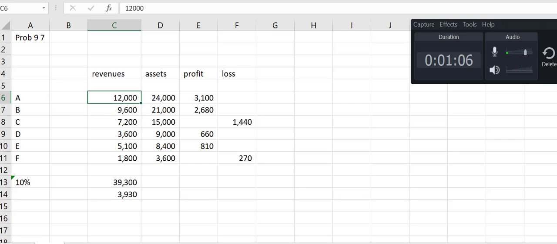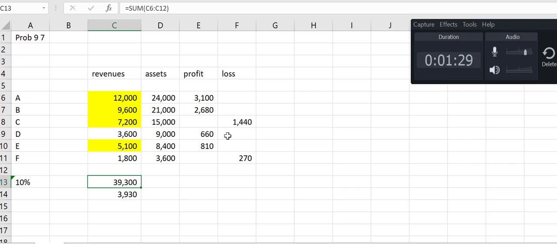So I'm just going to use colors here. So that one, A, B, C, D has revenue of 3,600, so that is less than 39.30, so it's not reportable based on this. And then E. So those segments are reportable because of the revenue test.